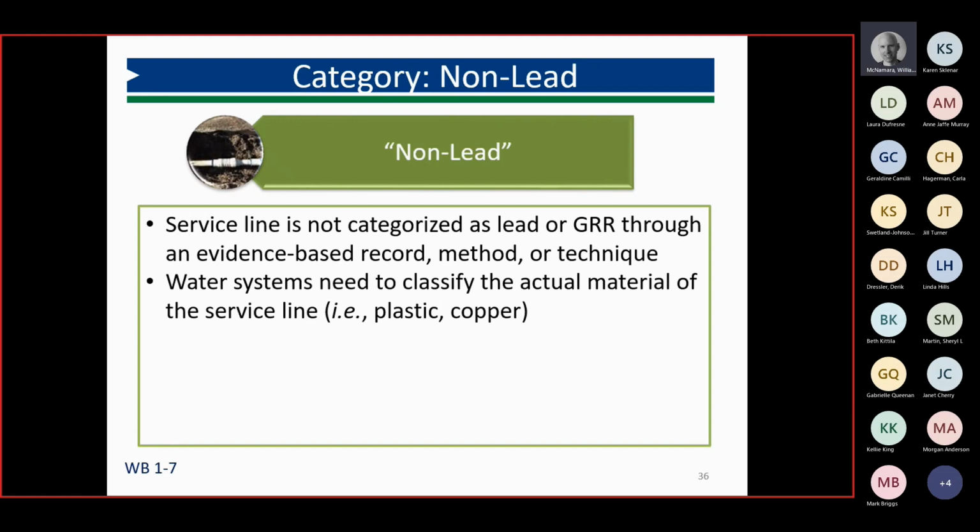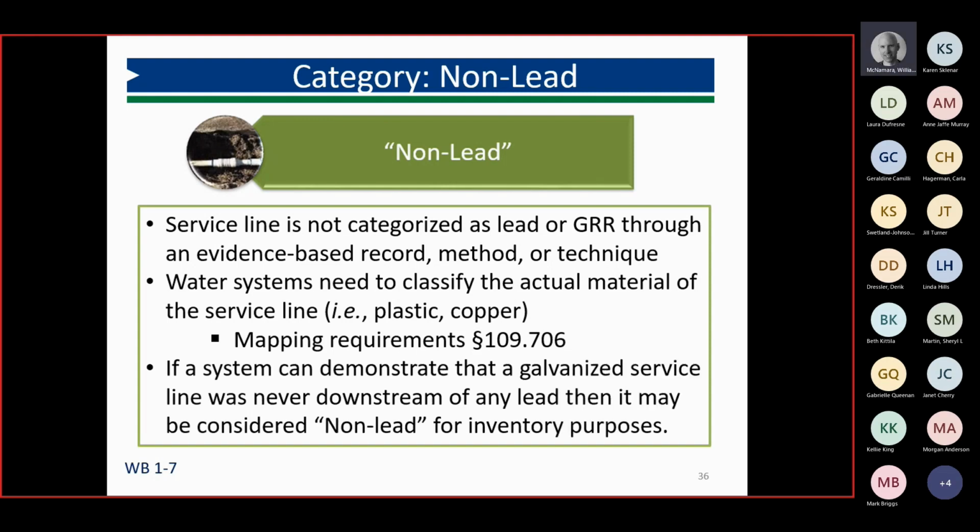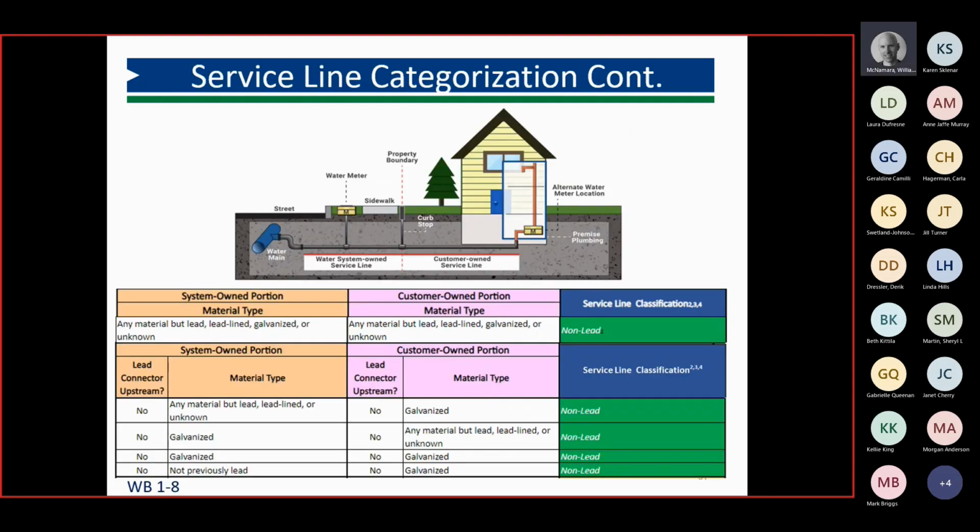And you do have to, like I said, because of those mapping requirements, we require water systems to already know the material of their lines. They are going to have to tell us what that service line is made of. So if it's non-lead, you still need to tell us if it's copper or plastic. A galvanized line can be a non-lead line if they know that there was never lead upstream. So then they would just document it as galvanized, but non-lead. So this is what the non-lead chart looks like.